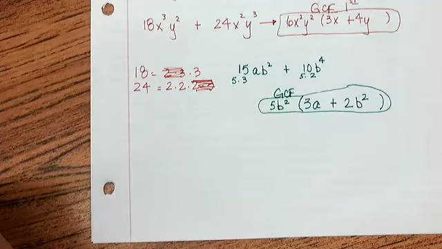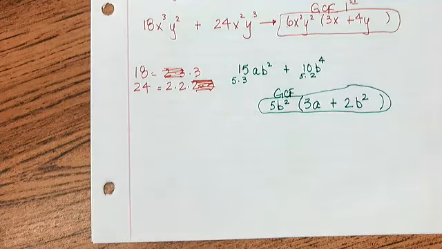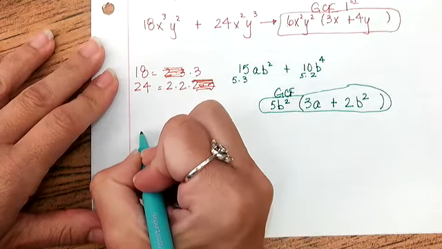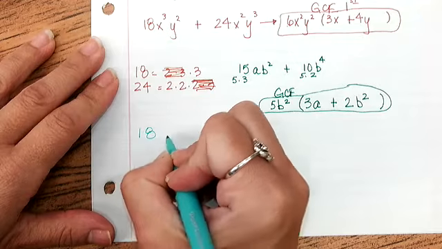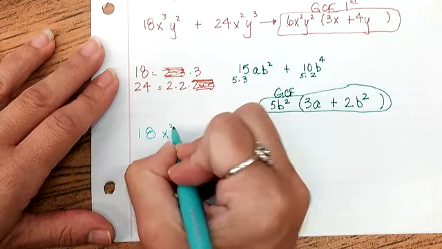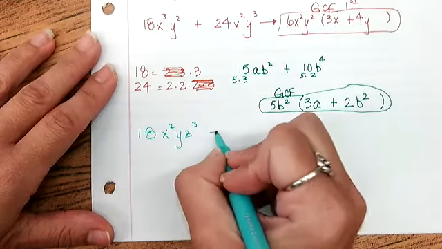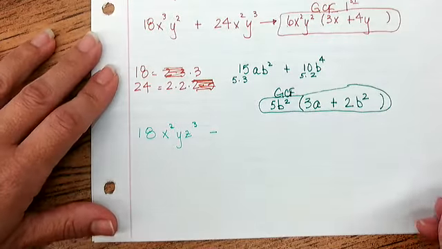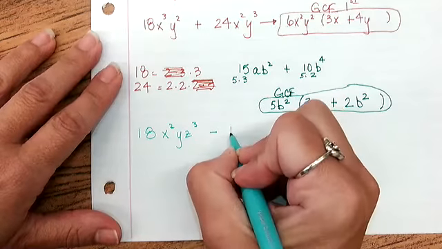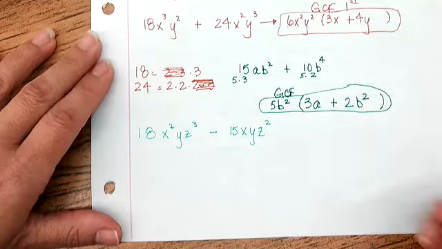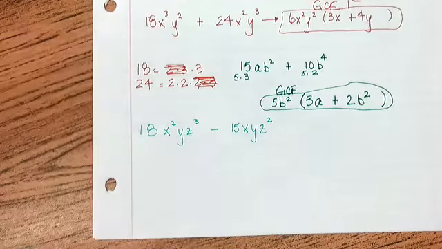If it helps you, you might want to consider writing out like variable, variable, variable. What do I mean by that? It could take a while, but it will help you get used to the pattern. Let's say I have, let's do 18x squared y z cubed minus, how about 15 x y z squared. So this is what I mean by writing it all out.